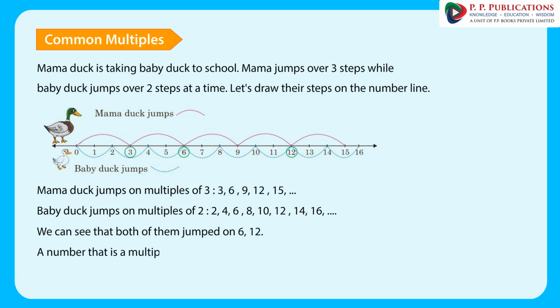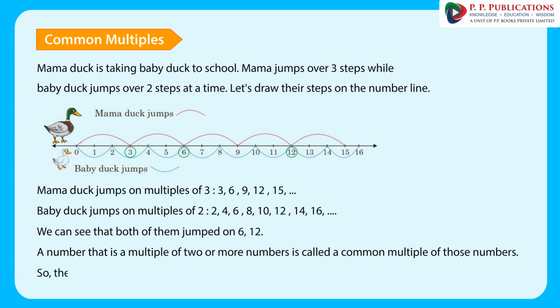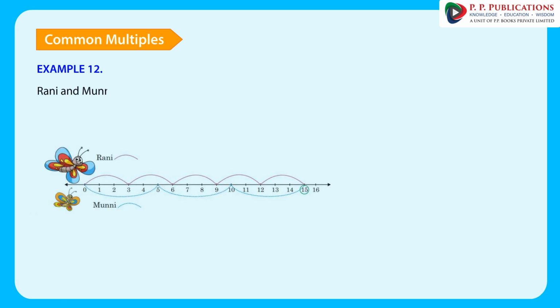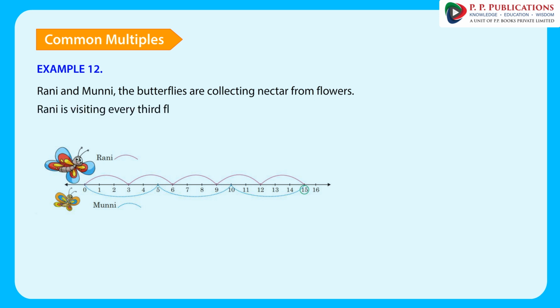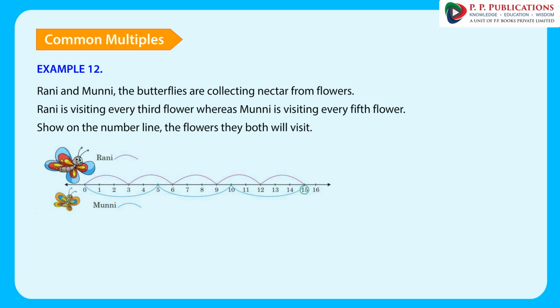A number that is a multiple of 2 or more numbers is called a common multiple of those numbers. So, the common multiples of 2 and 3 are 6, 12 and so on. Example 12. Rani and Munni. The butterflies are collecting nectar from the flowers. Rani is visiting every 3rd flower, whereas Munni is visiting every 5th flower. Show on the number line the flower they both will visit. Multiples of 3: 6, 9, 12, 15, 18, 21, 24, 27, 30 and so on.